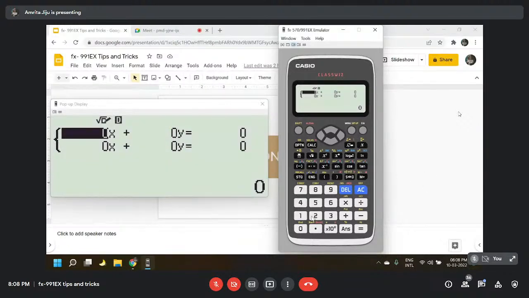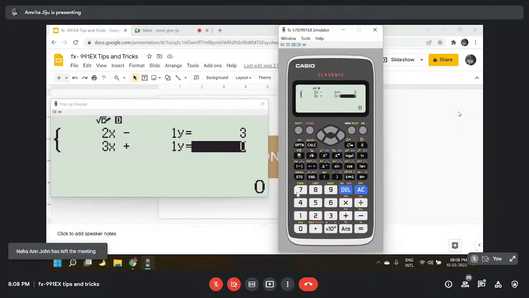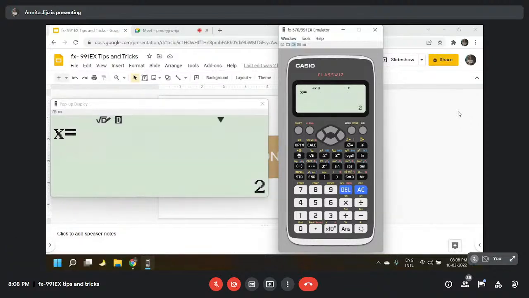Say, 2 minus 1, 3. So the next equation will be 3. Okay. You hit the equal to, you get x is equal to 2, y equal to 1. So that's how it works.